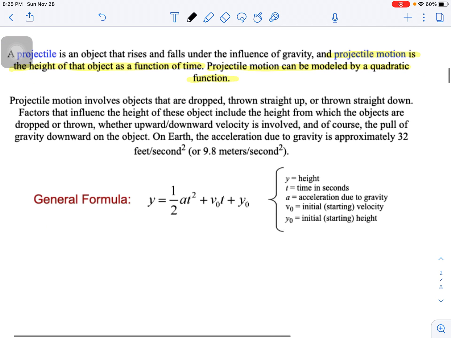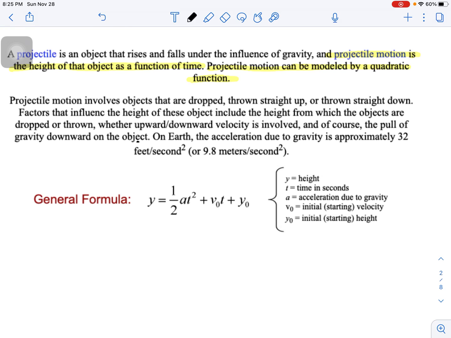Projectile motion involves objects that are dropped, thrown straight up, or thrown straight down. Factors that influence the height of these objects include the height from which the objects are dropped or thrown, whether they're thrown up or down, whether velocity is involved, and of course, the pull of gravity downward on the object. On Earth, the acceleration due to gravity is approximately 32 feet per second squared, or 9.8 meters per second squared.